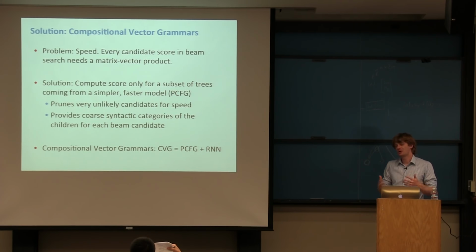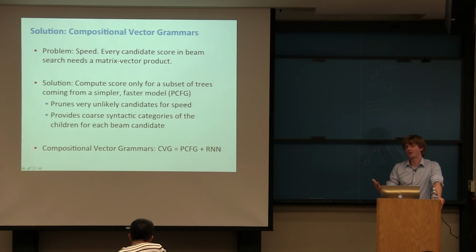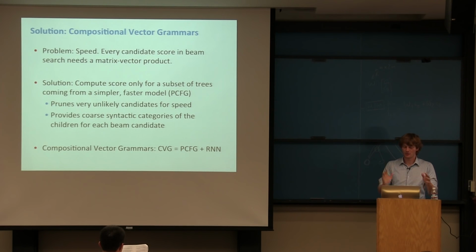And ideally, in over 95% of the cases, one of those 200 is actually the right one. It just turns out the model that gives them to you doesn't actually know which one is the right one. And so it helps us basically to prune very unlikely candidates, which is just a speed hack. We could use a neural network, but then you have lots of matrix multiplications inside to compute all these potential candidates. And this one helps you, and it also provides you some coarse syntactic categories of the children. And so we'll call this full model here a compositional vector grammar. It basically combines a simple model like a PCFG with a more complex recursive neural network.